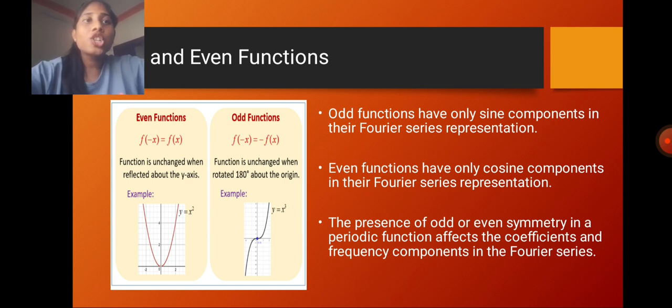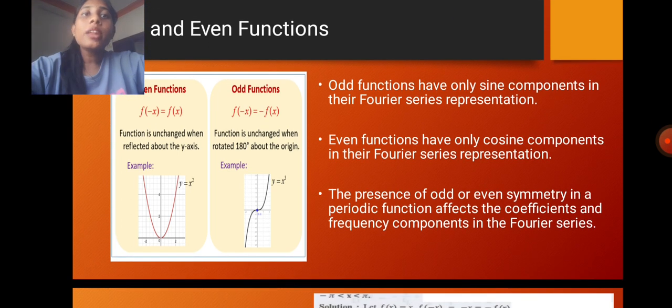An even function only represents the cosine components, as shown in the picture. For example, it is unchanged when reflected across the y-axis. An odd function is unchanged under a rotation of 180 degrees about the origin.